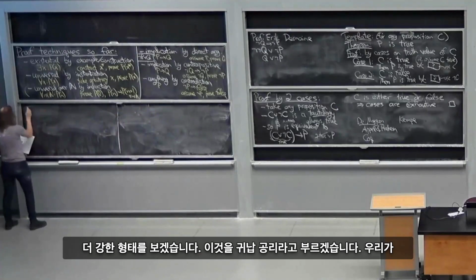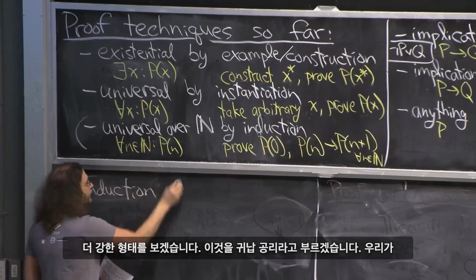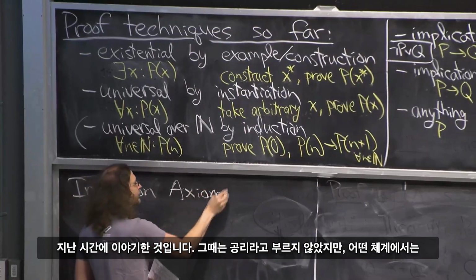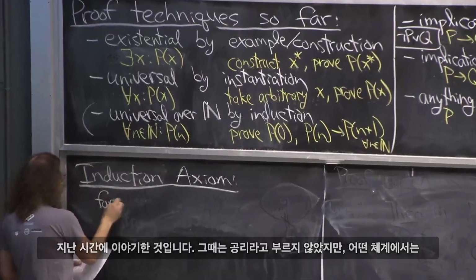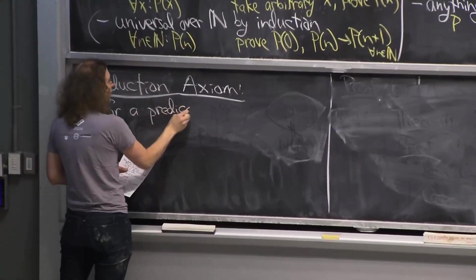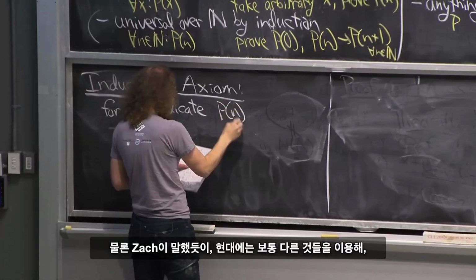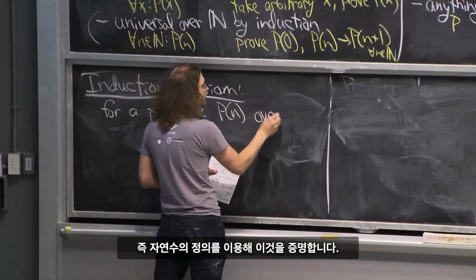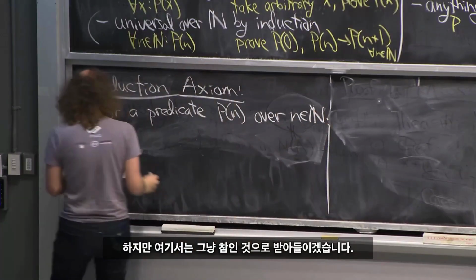So I'm going to call this the induction axiom. This is what we talked about last class. We didn't call it an axiom, and in some setups it is an axiom. We're going to take it as one, something that we just assume is true. Although, as Zach mentioned, in modern times, you usually prove this using the definition of the natural numbers. But I'll just take it as something that is true.